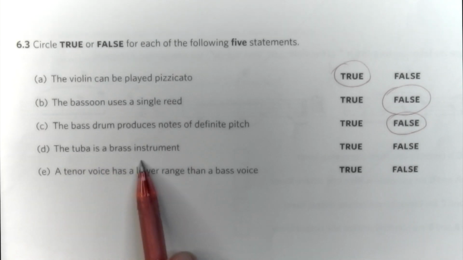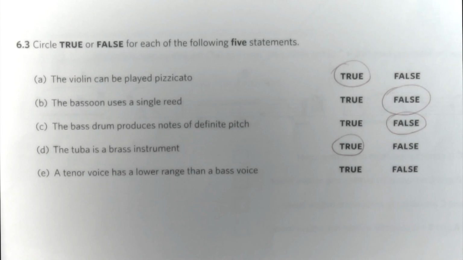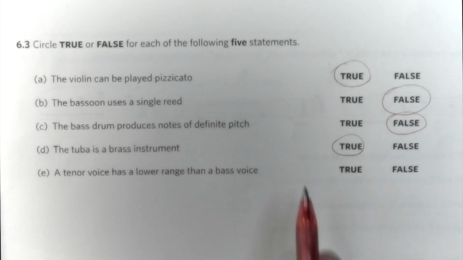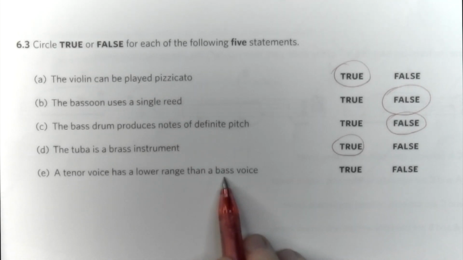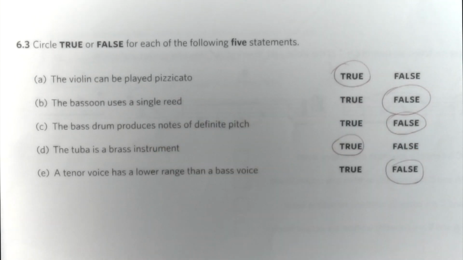The tuba is a brass instrument. Yes, it's very yellow as well, could be. And a tenor voice has a lower range than a bass voice, and this is false because the bass is the lowest, right? It means that it's low. Sorted. Sorry, I have not much to say on these exercises, but we can move on to section 7, which is about music in context.